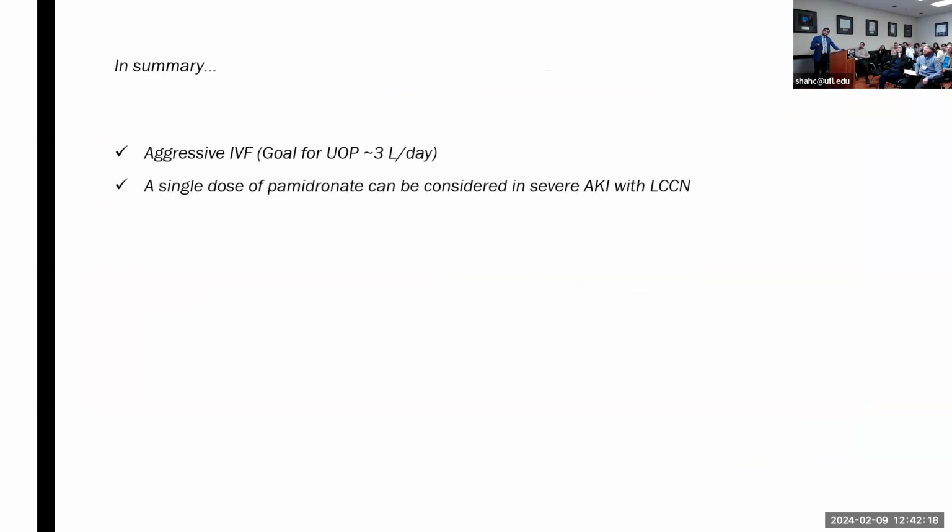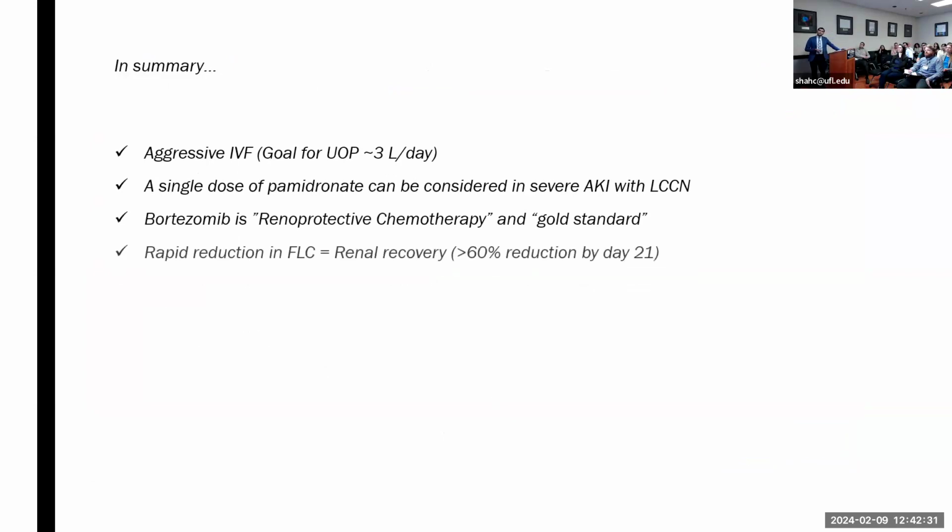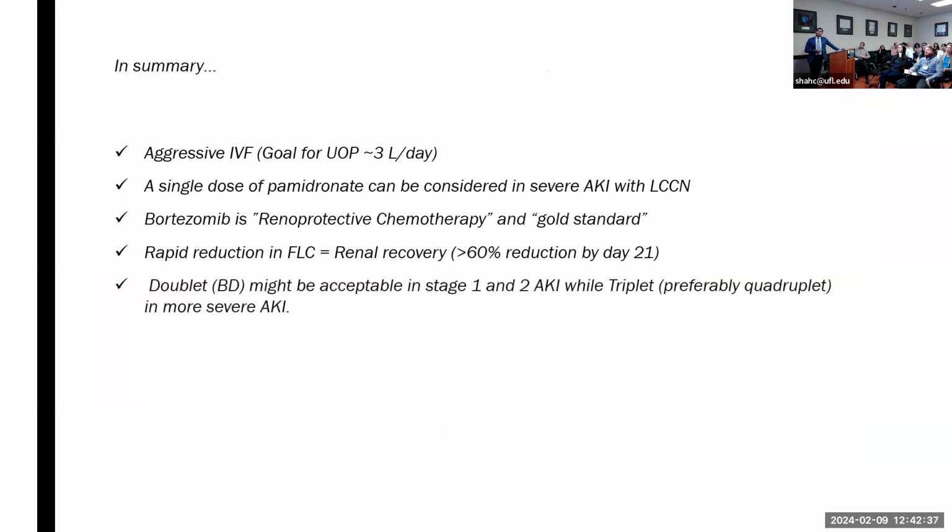So going forward, I'm going to summarize the data. This is a conservative approach, and IV fluid should always be goal-directed by urine output. We can use pamidronate based on the International Myeloma Working Group guideline: even if you have severe AKI, it's okay to use one dose of pamidronate based on the data we have. What is going to be steroid-based chemotherapy? Light chain reduction should be considered faster and rapid. The doublet regimen might be sufficient in mild AKI, but a triplet should be preferred in severe AKI. Daratumumab can hasten the response and may improve the renal outcomes.